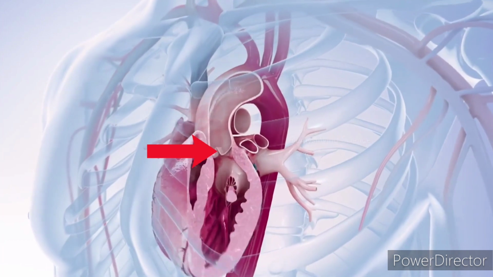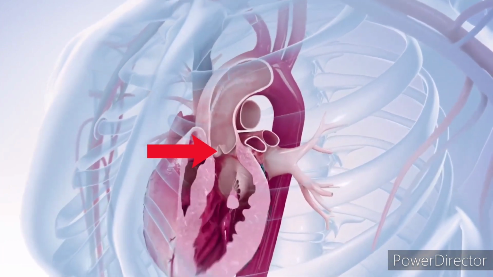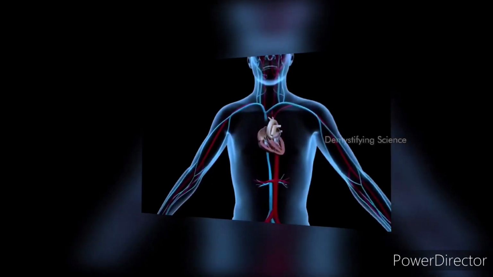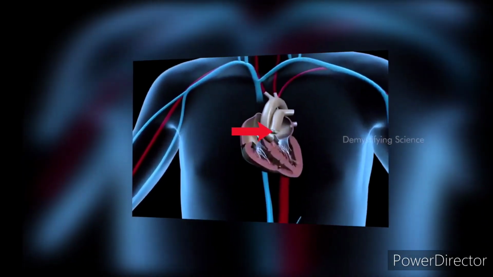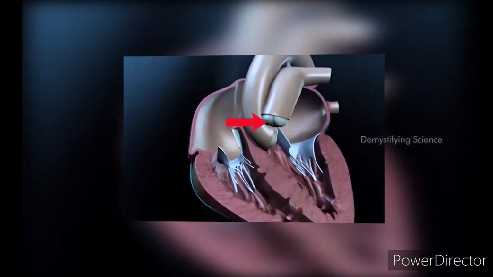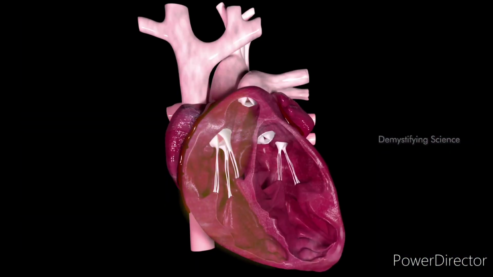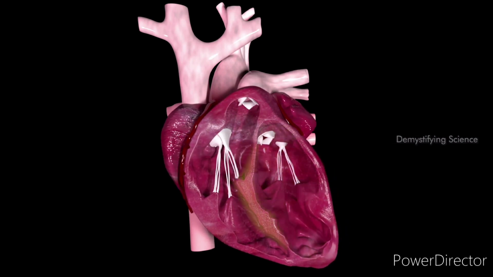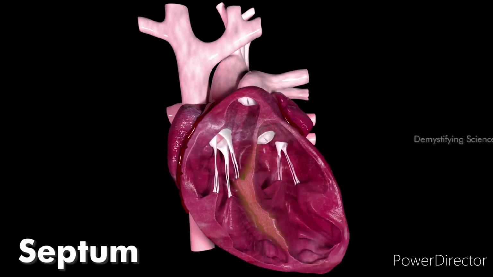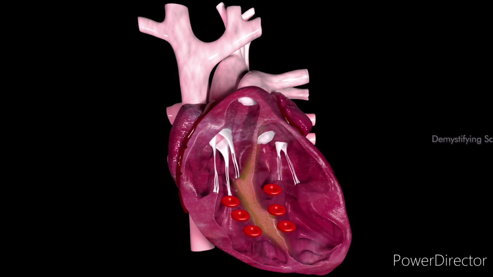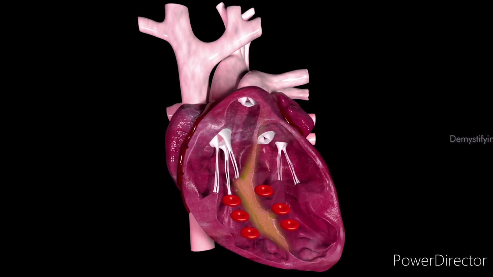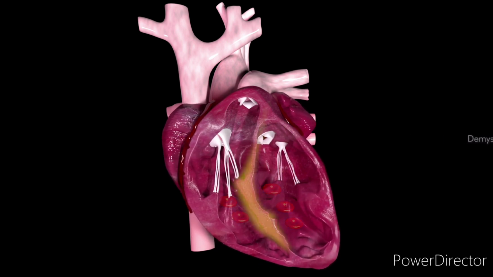The semilunar valves stop the backflow of blood into the heart. There is a semilunar valve where the aorta leaves the left ventricle, and another valve where the pulmonary artery leaves the right ventricle. The right and left hand side of the heart is separated by a muscular wall called septum. The septum prevents the mixing of oxygenated and deoxygenated blood.